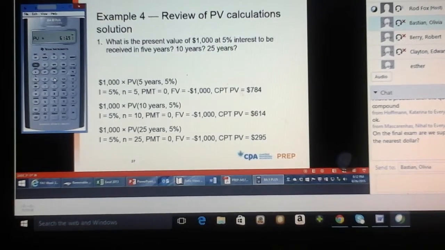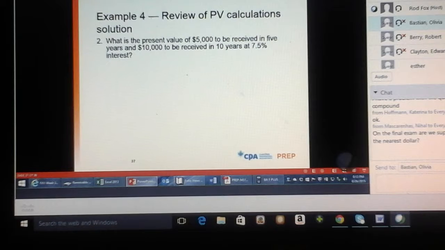But again, the amount's not going to be material, so you're not going to be marked wrong if you're out by a penny. Okay, and then if I want to do 25 years, again, I can just change the criteria, 25n, compute PV, and that'll give me my 295. Let's see what the other questions are now.